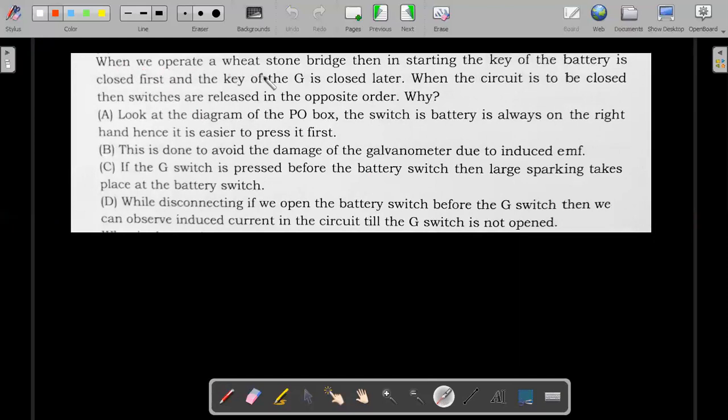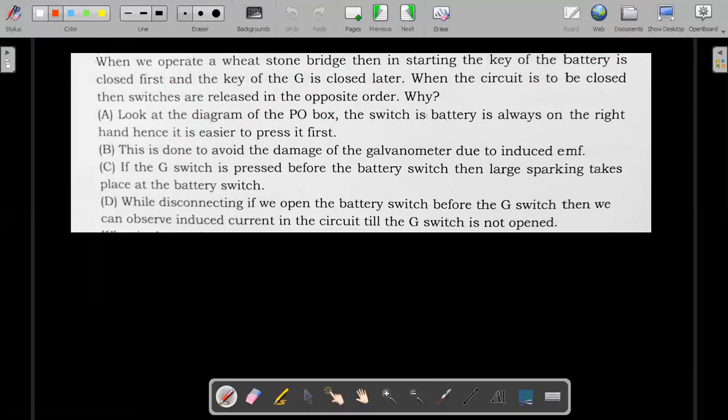When we operate a Wheatstone bridge, then in starting, the key of the battery is closed first, and the key of the galvanometer is closed later. When the circuit is to be opened, then the switches are released in the opposite order. Why? So the options are: look at the diagram of the PO box from the previous pages. The switch is the switch off battery.